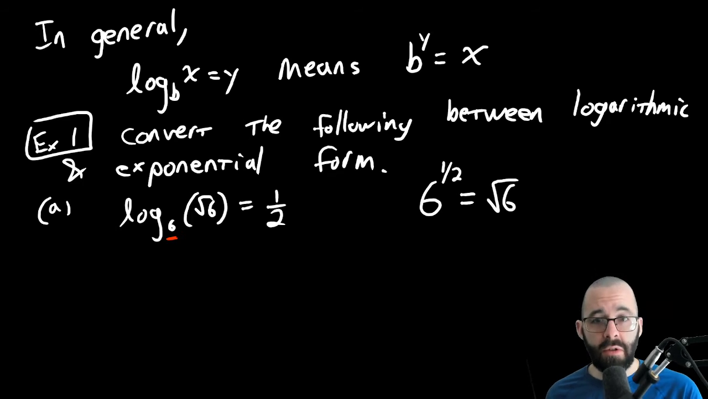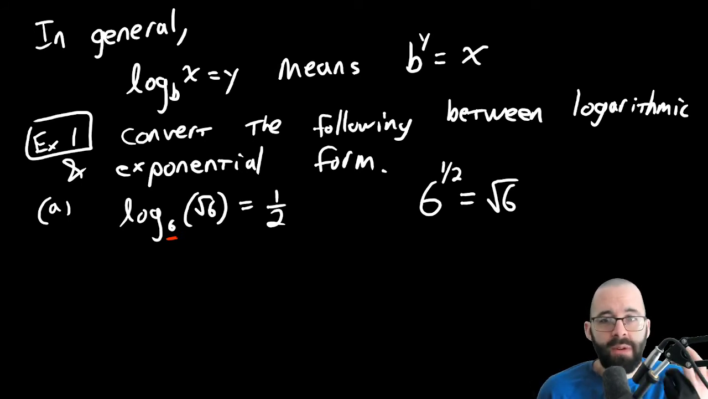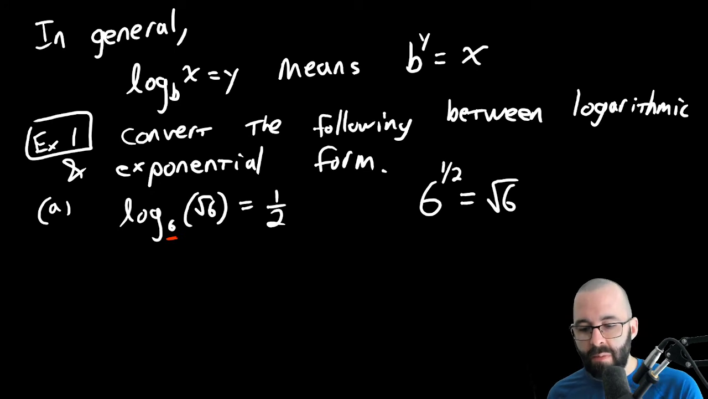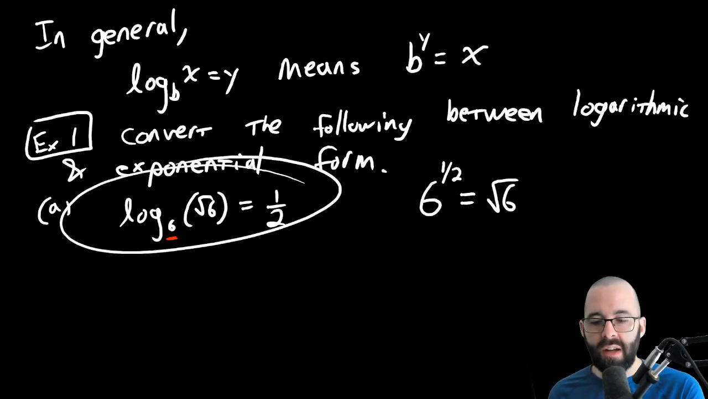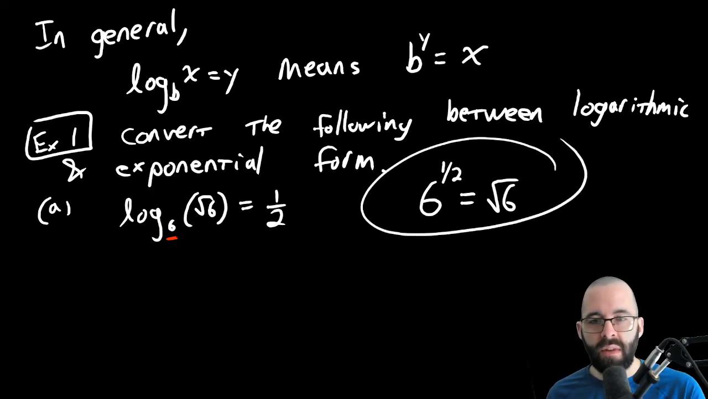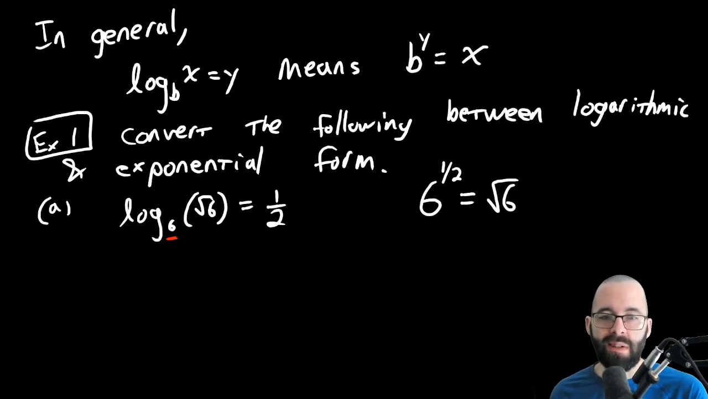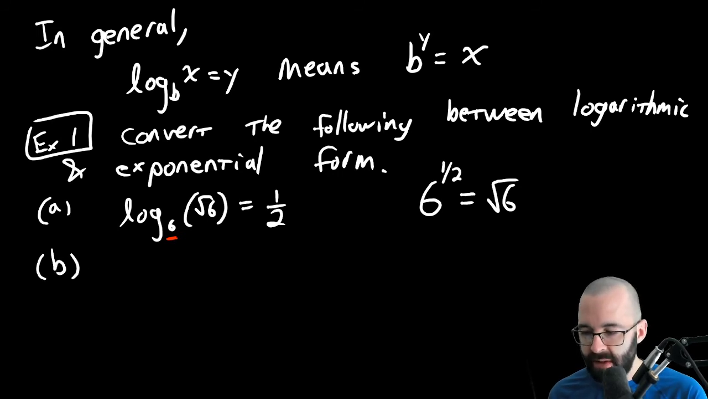And this is indeed true, right? This is what rational exponents are all about. Fractional exponents. An exponent of 1/2 just means the square root. So these are both true statements. This is a true statement in log form. This is a true statement in exponential form. And that's all we're doing in this video, really. Let's just do a bunch more.